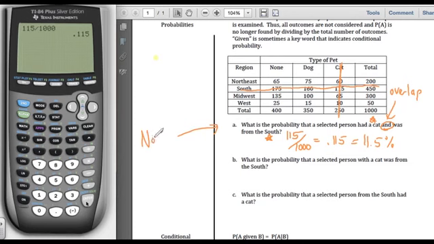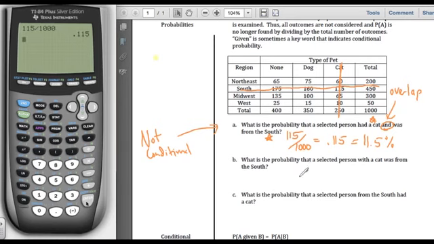A here is not conditional. However, B is a conditional probability. It says, what is the probability that a selected person with a cat was from the South? If you read carefully, note that there's no and, there's no or at all in part B. So this is not an and probability. I'm not looking at the overlap. This is not an or probability. I'm not looking for the total. I'm not going to add.